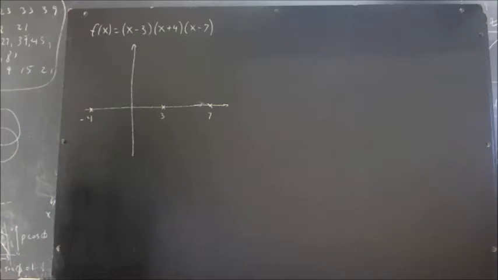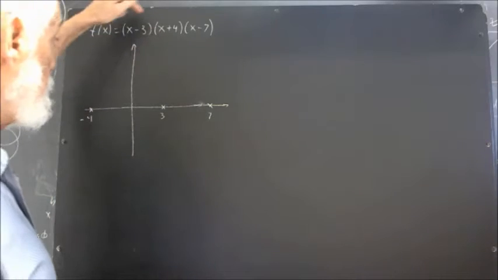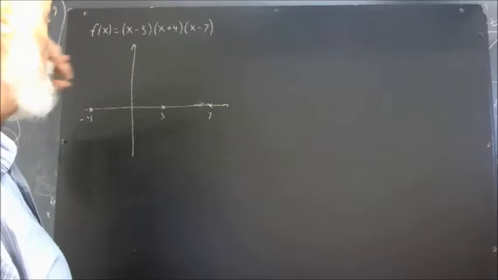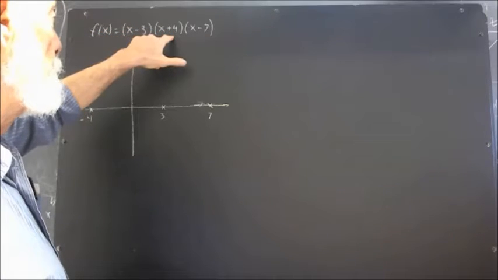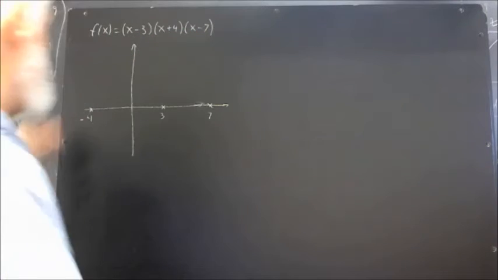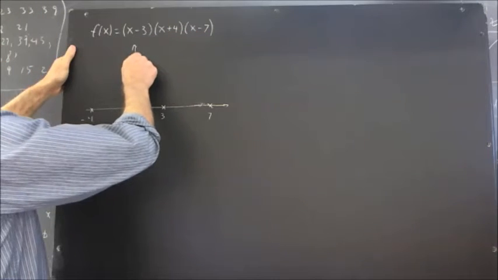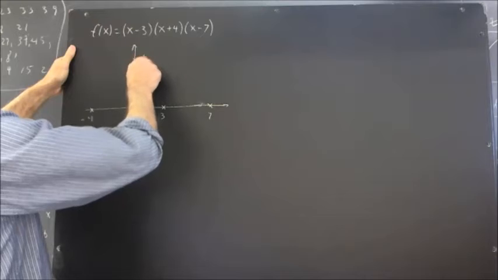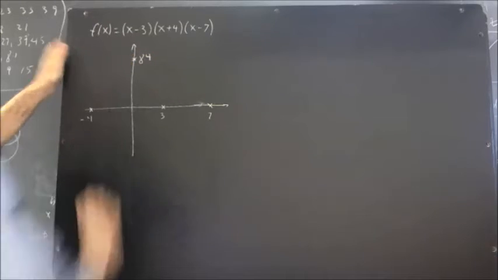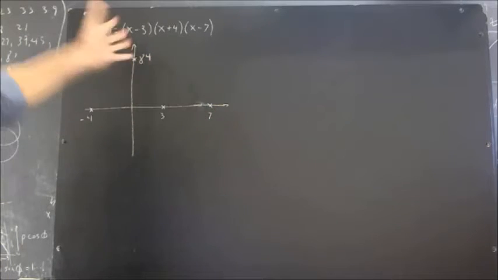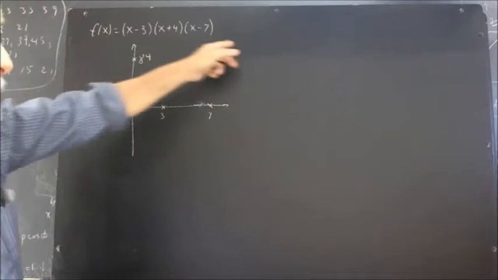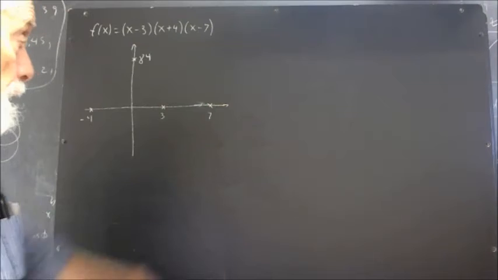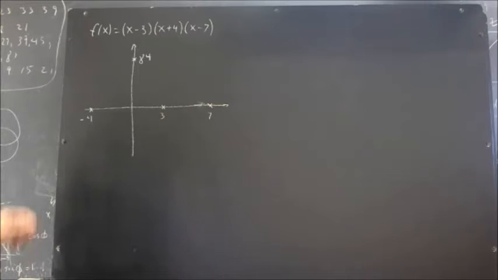The y-intercept: you plug in x equals 0, you get negative 3 times 4 times negative 7. Okay, negative 3 times 4 is negative 12. Negative 12 times negative 7 is 84. So we have a point up here on the y-axis at 84. Okay, all this is automatic. You easily find the y-intercept, and when the function is factored like this, you easily find the x-intercepts.